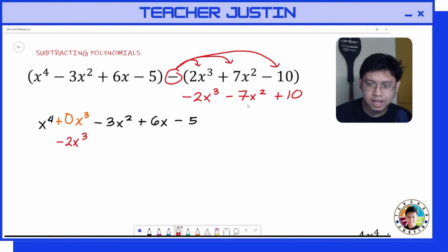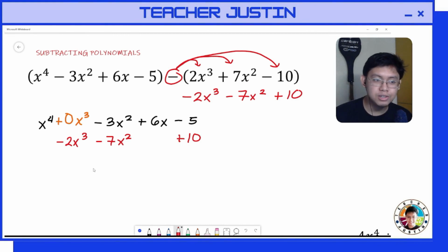Next, we have negative 7x squared. We will place it here. Negative 7x squared, so we will align it with negative 3x squared because they have the same term. And we have positive 10. So we will place positive 10 and align it with negative 5 because they are the same term. They are both the constant of our polynomial.